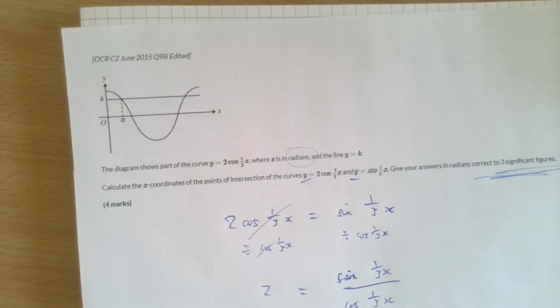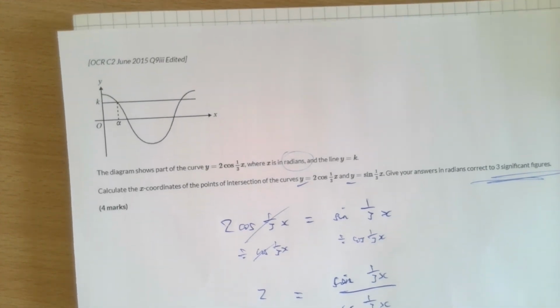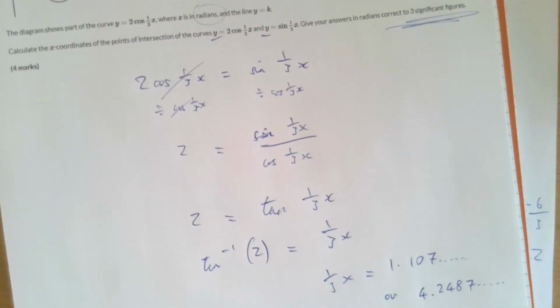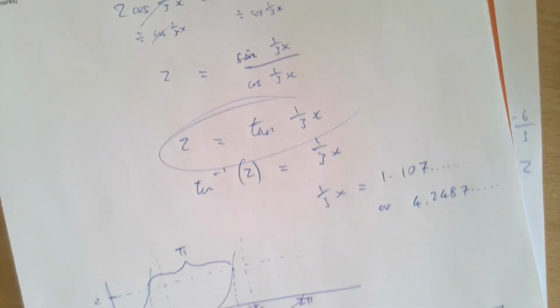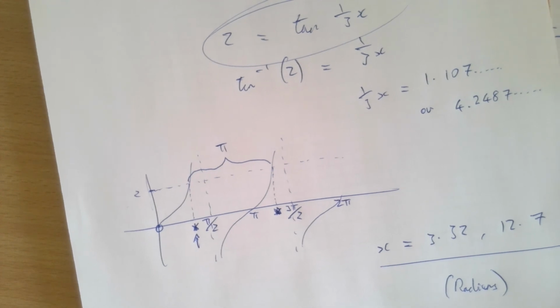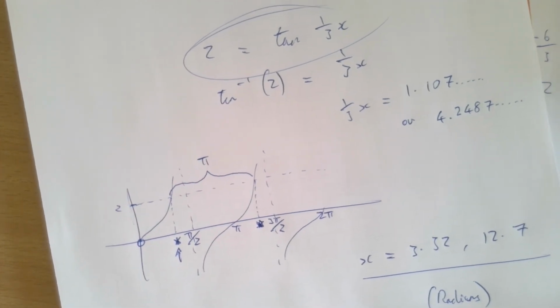So what was the trick here? What was the issue? The issue was recognizing that it was tan. As soon as I got to this point, the rest was as easy as sketching the function and understanding how it works and how inverse tans work.